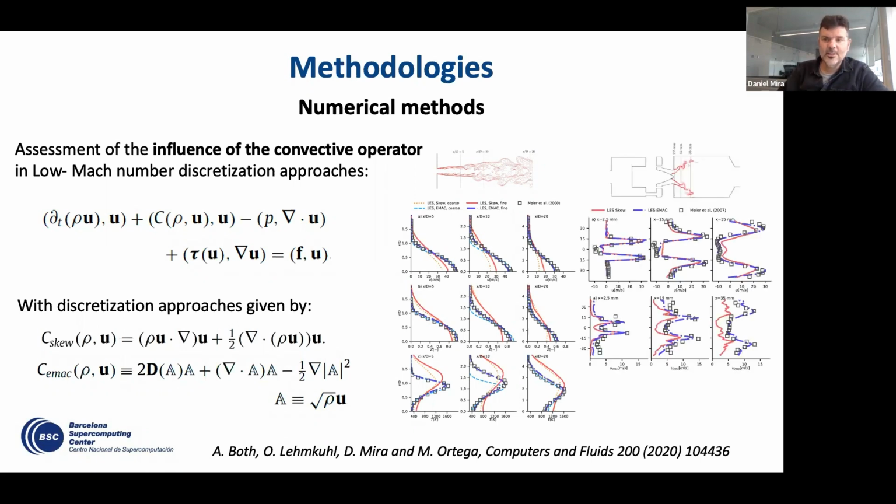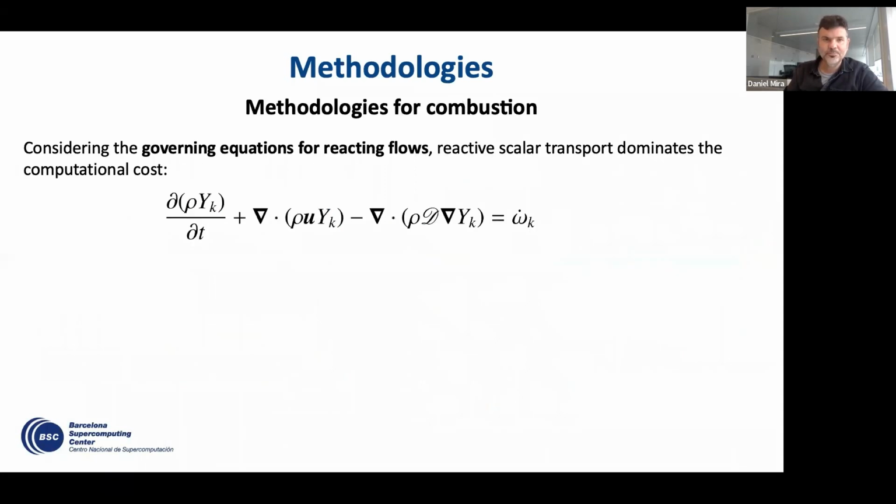We also tested these different strategies on a premixed swirl burner, and we also obtained an improvement compared to the classical skew-symmetric operator. So with this, the takeaway is that you always have to check your numerics. Your numerics can have a high influence on your results.